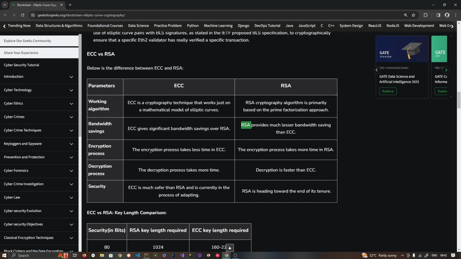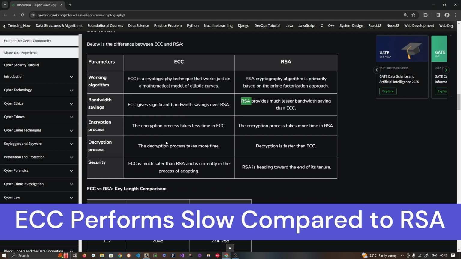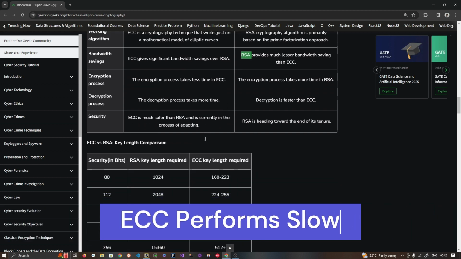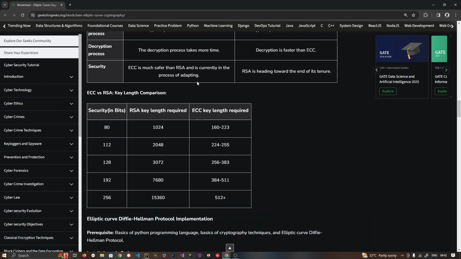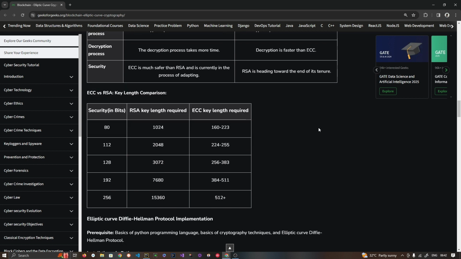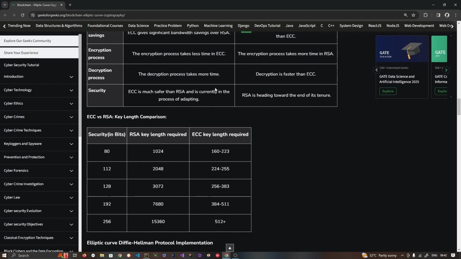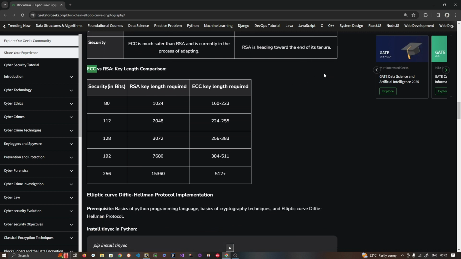In the encryption process, ECC is slower compared to RSA. It performs encryption and decryption more slowly than RSA, but ECC is much safer than RSA and is currently in the process of being adopted. ECC is already in the market, and I personally have used ECC for one of my clients. RSA is heading towards the end of its tenure. So it's good to use ECC, and we are not even discussing RSA. We are directly going to discuss ECC.